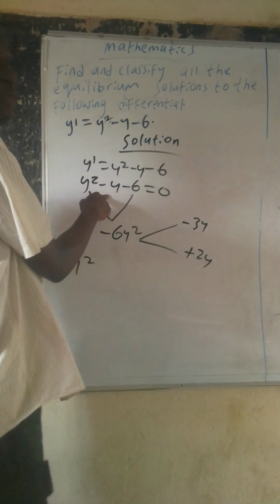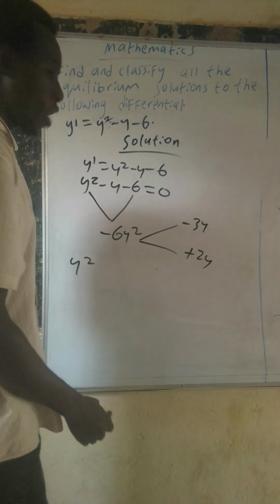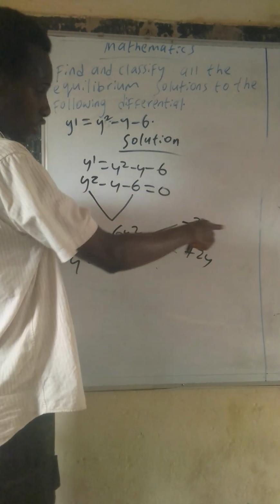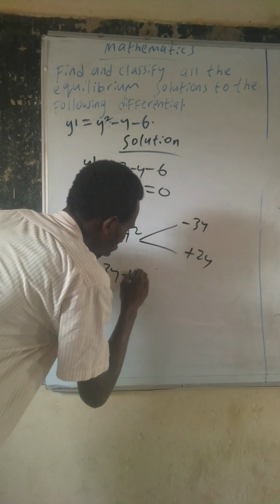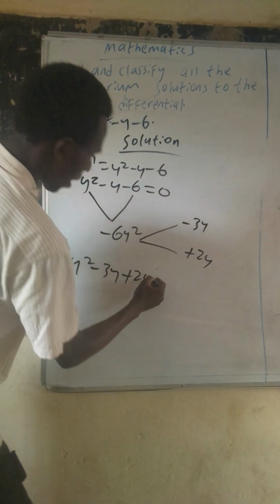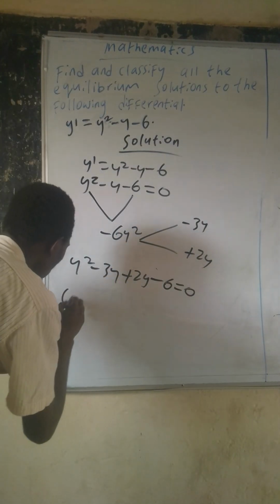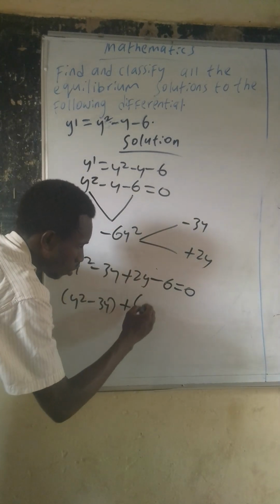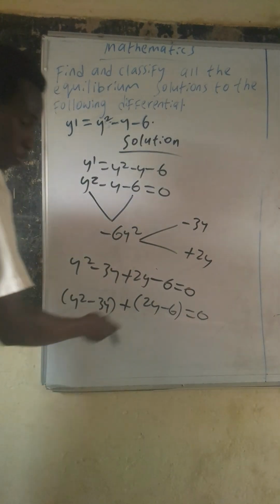So we have y squared. Instead of minus y, we're going to replace it with minus 3y plus 2y. Are you getting it now? So we have y squared minus 3y plus 2y minus 6 equals 0. Let's separate the two: y squared minus 3y, plus 2y minus 6, equals 0. Let's get the common factor between both of them.